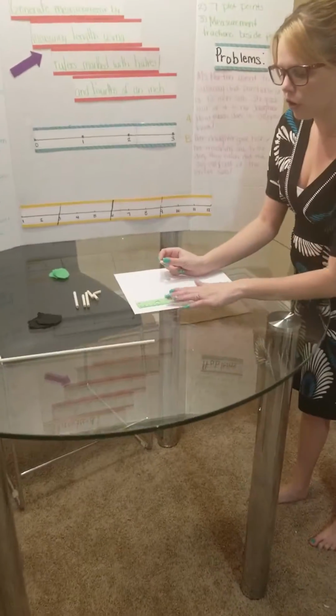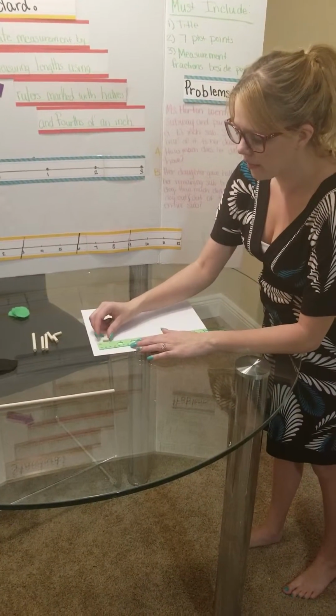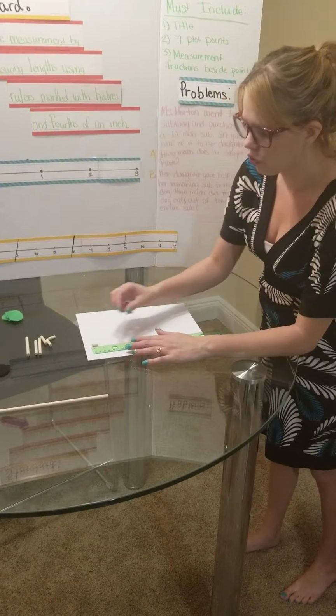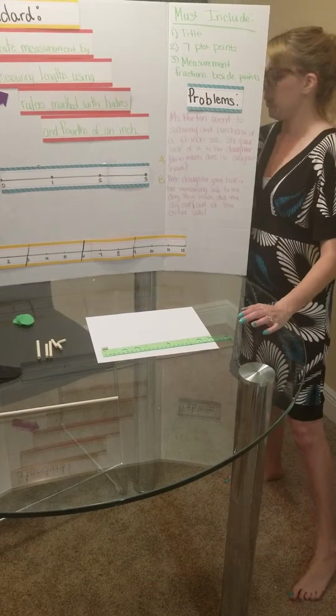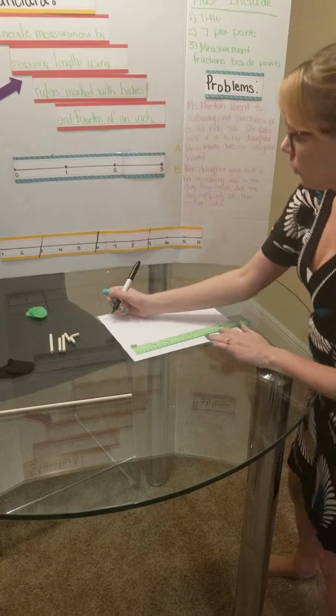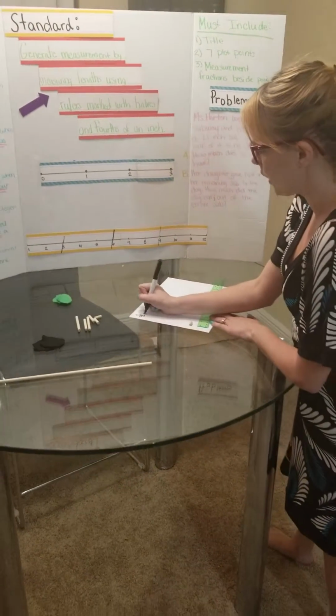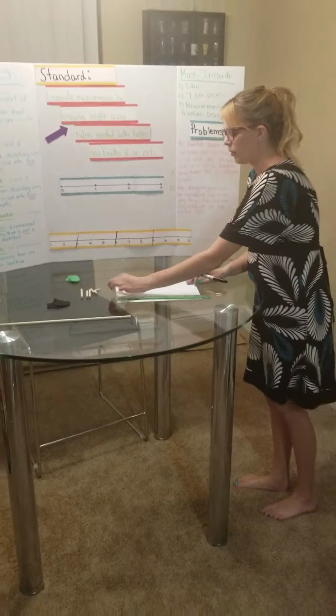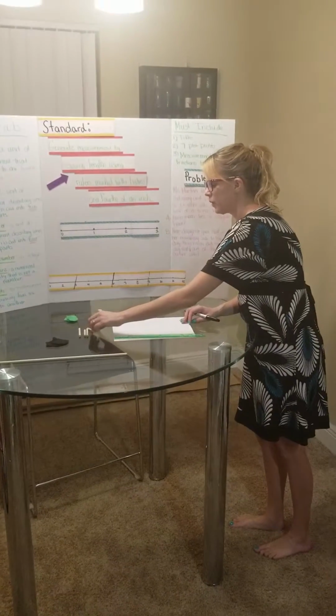And using your ruler, you're going to line it up on the left-hand side at the first hash mark that is 1 inch. Alright, so then we look on here, and this one comes to 1/2. So this is going to be 1/2 of 1 inch. And we'll set this one aside. Let's do the next one.